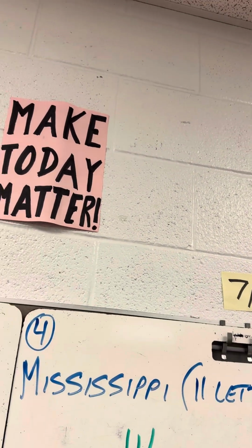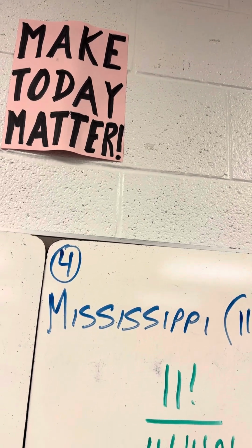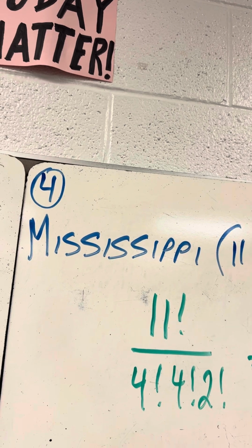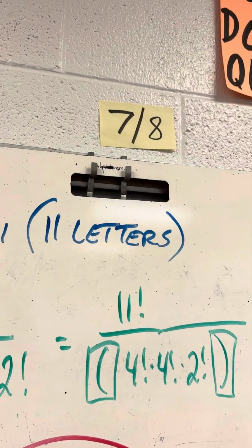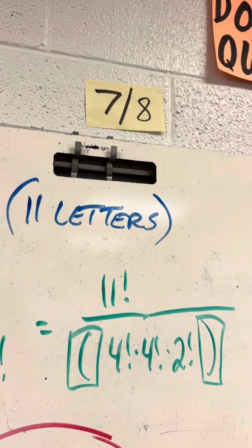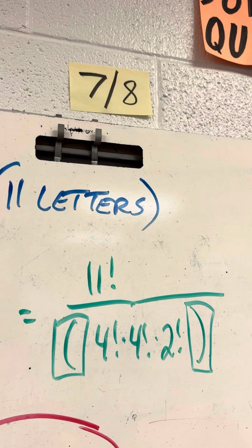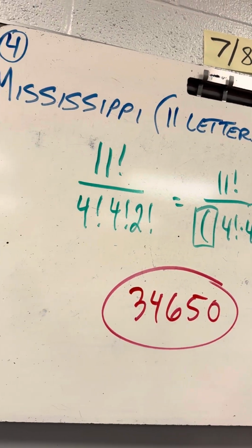Mississippi, 11 letters, 11 factorial divided by, how many I's? 4. How many S's? 4. How many P's? 2. So I'm going to do 11 factorial divided by parentheses, 4 factorial times 4 factorial times 2 factorial, close parentheses, hit equals, 34,650.